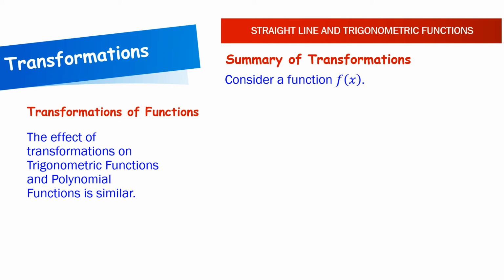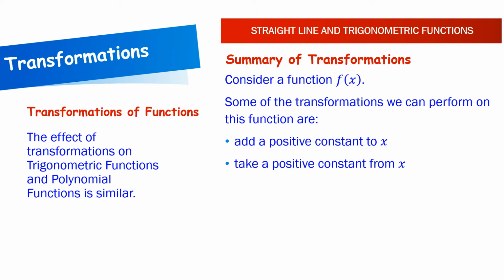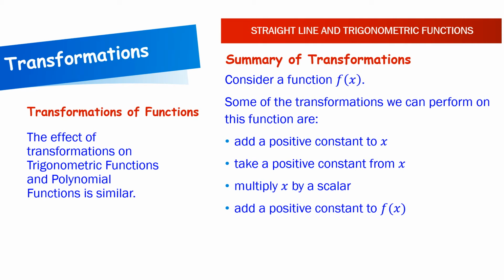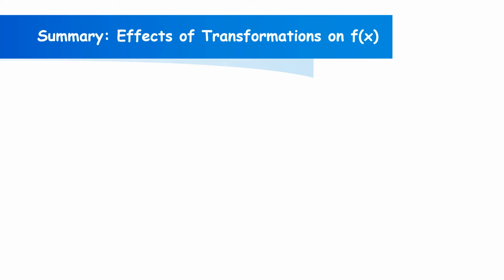So consider a function f of x. Some of the transformations we can perform on this function are add a positive constant to x, take a positive constant from x, multiply x by a scalar, add a positive constant to f of x, take a positive constant from f of x, and multiply f of x by a scalar. Let's now take a look at the summary of these effects in pictures or graphs.